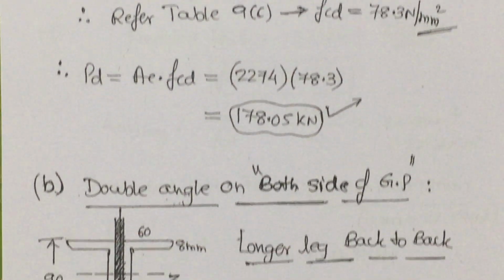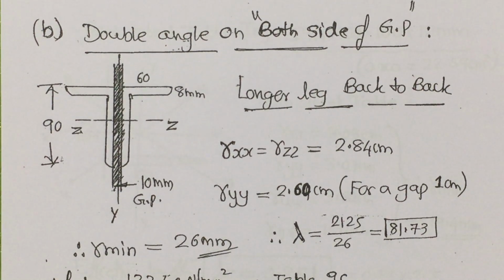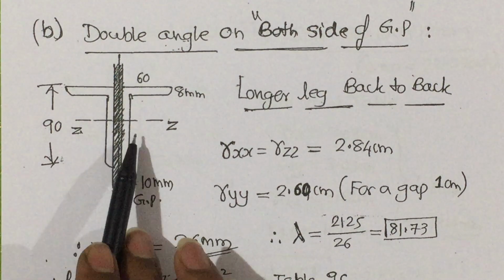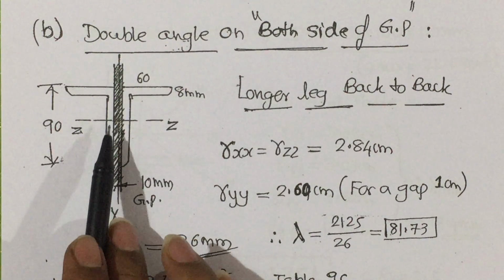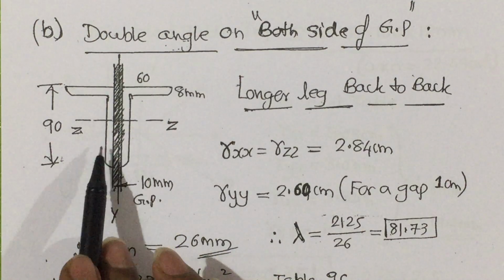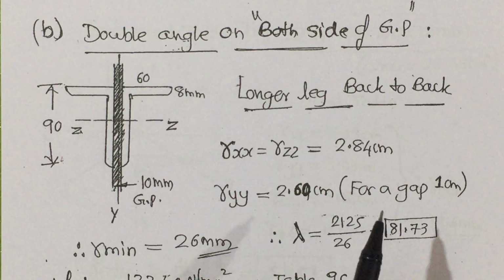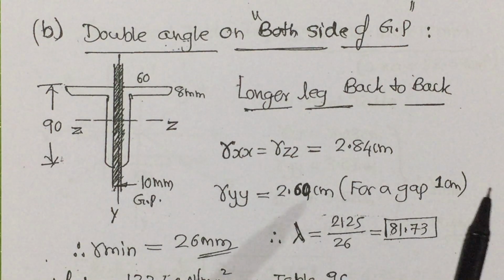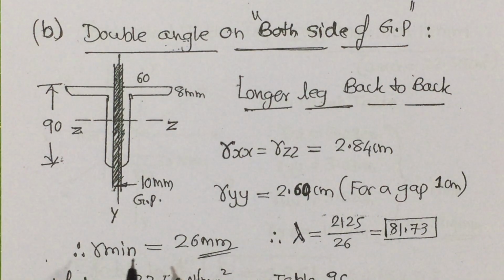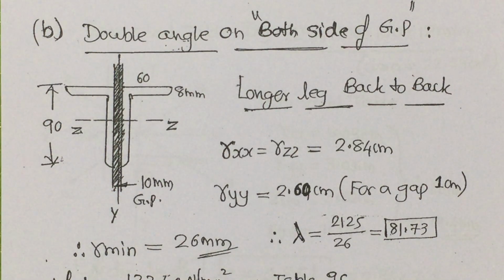Then we will take up the second section, that is double angles on both sides of the gusset plate. We are going to provide the gusset plate in between, on both sides angle sections are there, longer legs are connected together. Therefore, first the effective length will be the same, that is LE is equal to 0.85 times L. Then if you want, go to the steel table, I will show you.